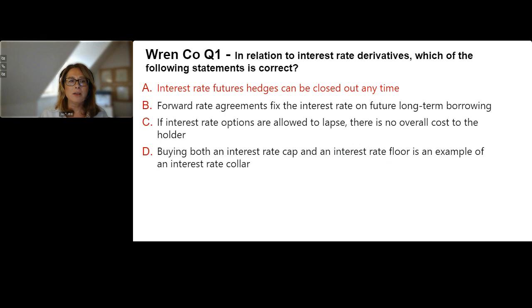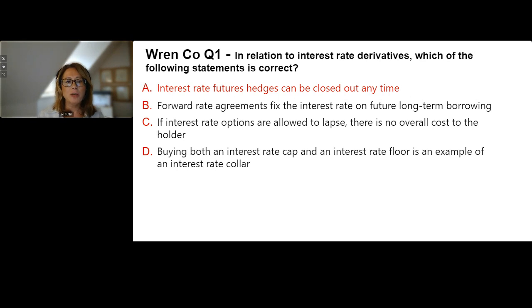Here's another example. It says, in relation to interest rate derivatives, which of the following statements is correct? Well, the actual statement that's correct is A. Interest rate futures hedges can be closed at any time. That is a correct statement. They close out on quarter dates, but you can close them out at any time before the end of that quarter. Those three are distractors. They've got something in each of those sentences which distracts you, and you may think it's a correct answer.